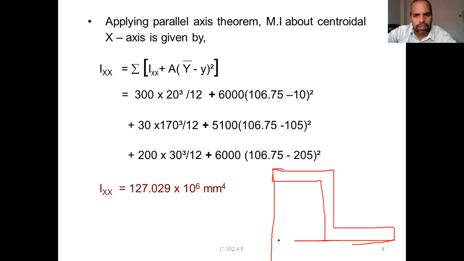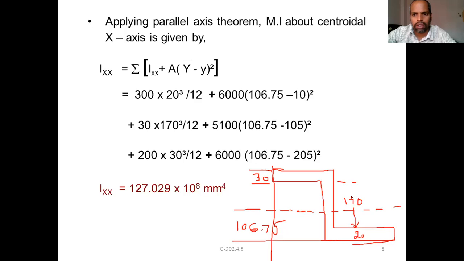So this is x bar, this is y bar. X bar is 202, and y bar is nothing but 106.75. 106.75 means the central axis is somewhere here, and its distance is 106.75. Let us see how we got these figures. This one is 20, this one is again 30, and this one is 170. From here to here it is 170.